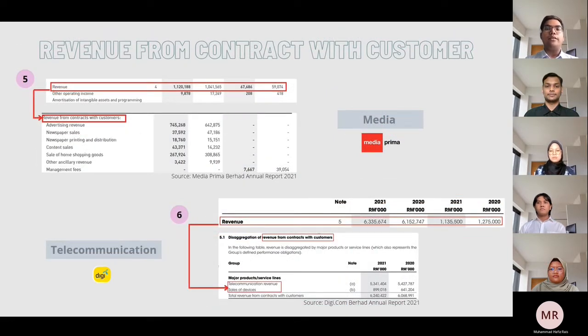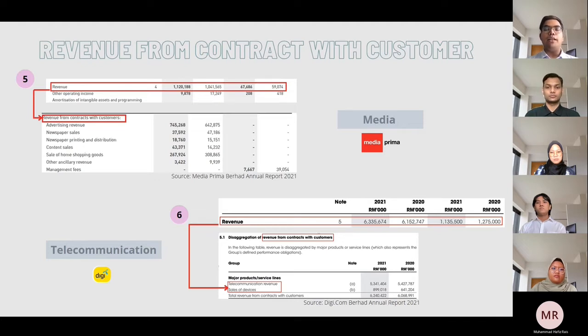Here we will talk about the next two industries, which are the media industry and telecommunication. For the media industry, we chose Media Prima Berhad to show the revenue from contract with customers. From here you can tell that there are a few differences between these two industries, where MPB focuses more on advertising, newspaper, content and other types of revenue, while DG mainly focuses on telecommunication and sales of devices. If we take a look at the highest revenue earned by Media Prima Berhad, it is coming mainly from the advertising revenue.